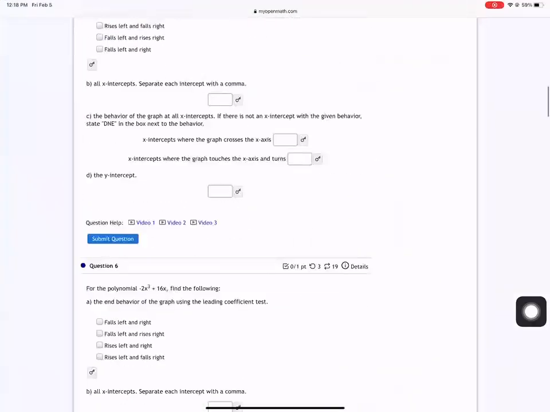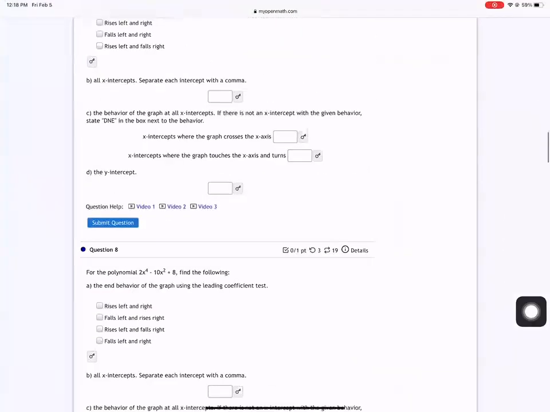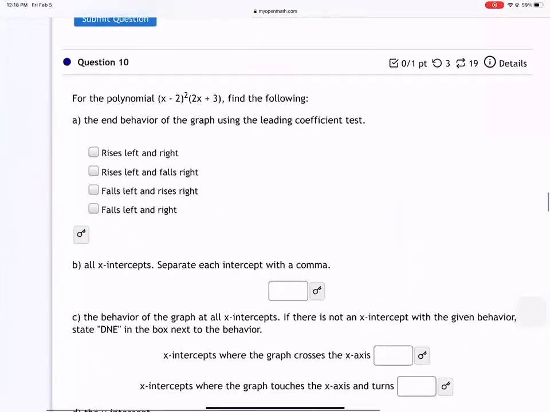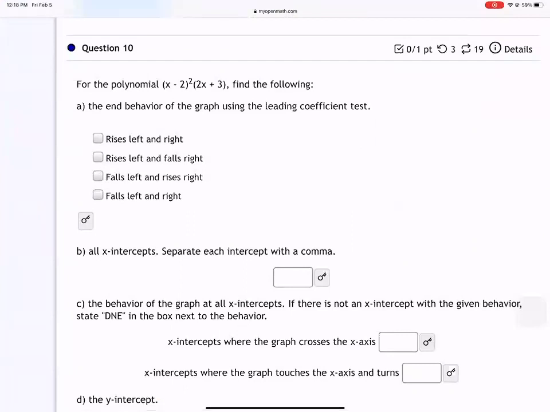So I'm going to take away some of these questions to make your life a little easier. Let's jump to one that's already factored for us. All right, I want you to take a look at this question here. If I multiply the front, what's the end behavior? x, x, and 2x, that's going to be 2x cubed. Positive, positive, positive means it's going to be rising on the right. Negative, negative, negative means it's going to be falling on the left. So it falls left, rises on the right.